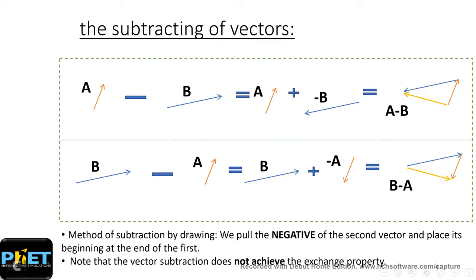The method of subtraction is by drawing. We pull the negative of the second vector and place its beginning at the end of the first one. You can use the PhET simulation site to play with vectors and add them together.